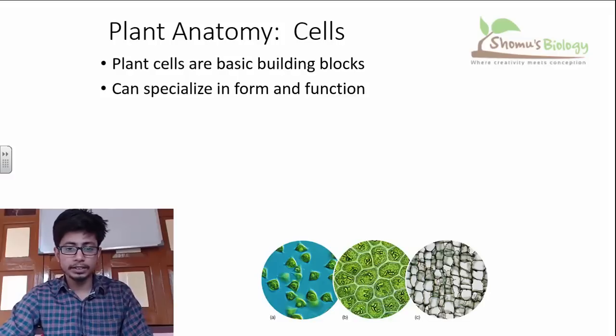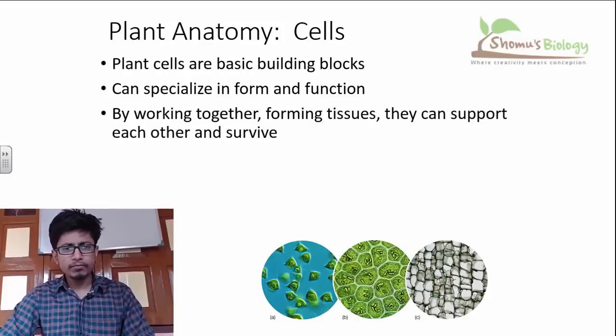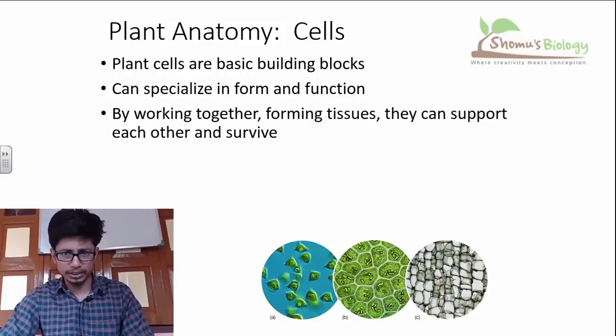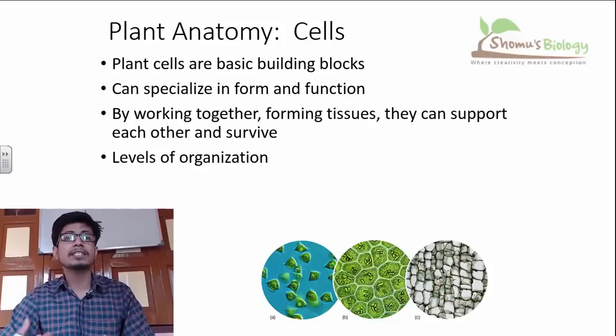As you see, there are three different types of cells provided here. Some cells are filled with only vacuoles, nothing else to do with their functionalities, to store some of the stuff in the vacuoles. Some cells contain a lot of chlorophyll like this one, which will produce food through photosynthesis, and some of the cells, as you see, are floating in the water, so they have different natures. By working together, forming tissues, they can support each other and survive, and as the cells survive, the organism is also surviving.